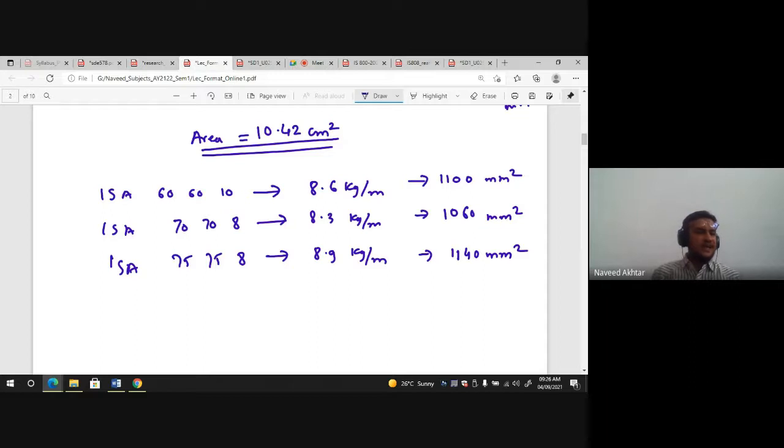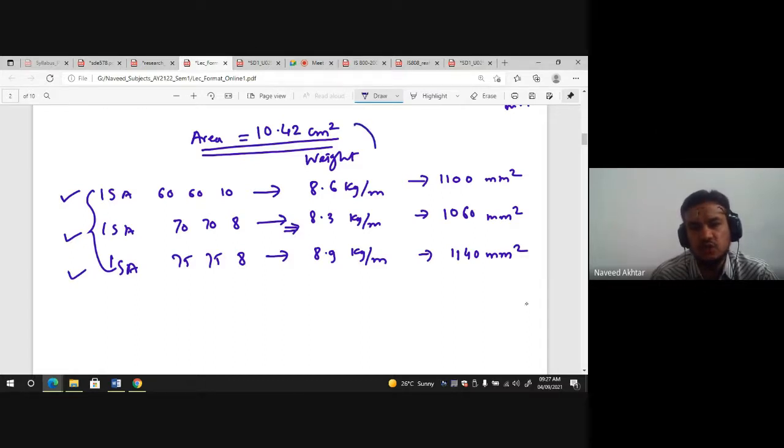So here you can select any one of these members and design. Okay, so here I say 60/60/10. You can choose this one. The area of all these members is greater than 1041. So any one of the sections you can choose, all are choosable. But if you see the weight per kg here, this seems to be economical, but the area is too close. The area is too close, maybe it will not be safe.